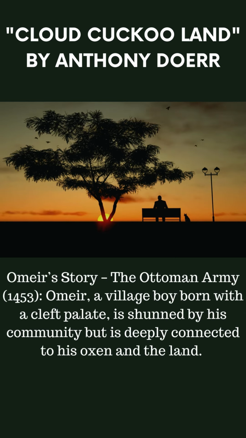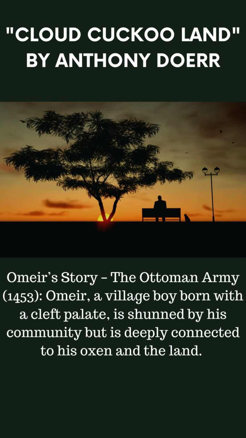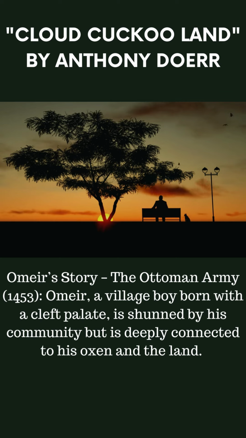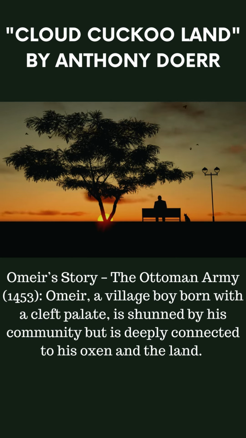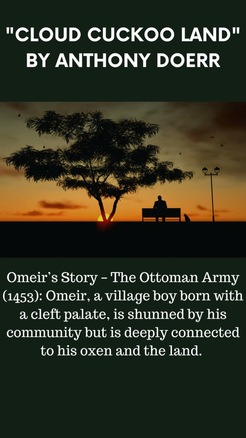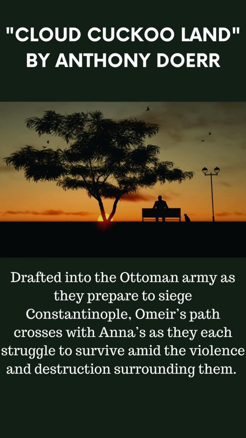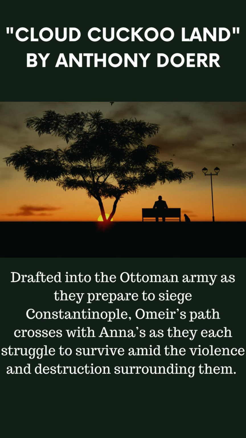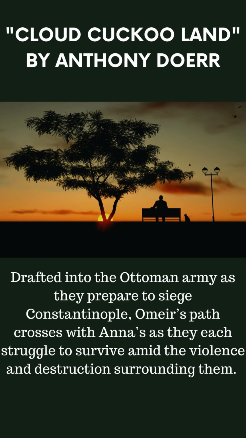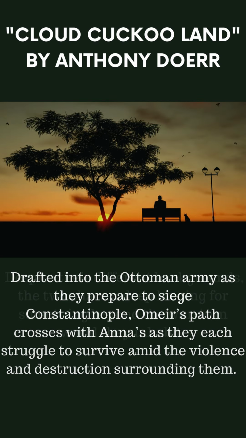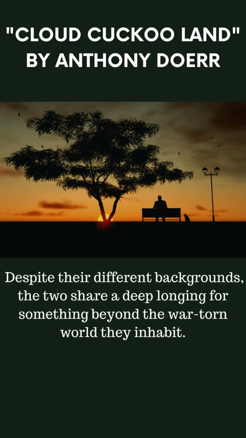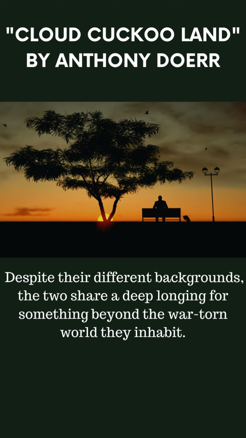Omeir's story, the Ottoman Army, 1453. Omeir, a village boy born with a cleft palate, is shunned by his community, but is deeply connected to his oxen and the land. Drafted into the Ottoman army as they prepare to siege Constantinople, Omeir's path crosses with Anna's as they each struggle to survive amid the violence and destruction surrounding them. Despite their different backgrounds, the two share a deep longing for something beyond the war-torn world they inhabit.